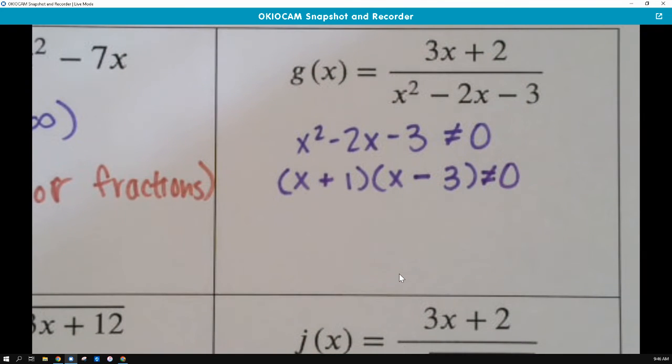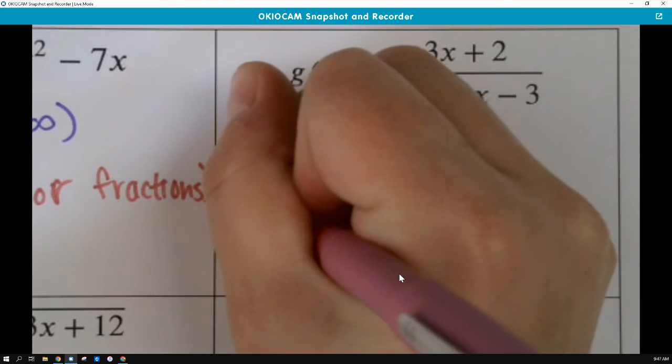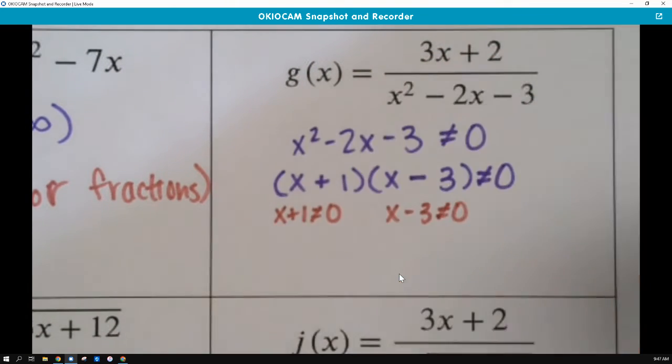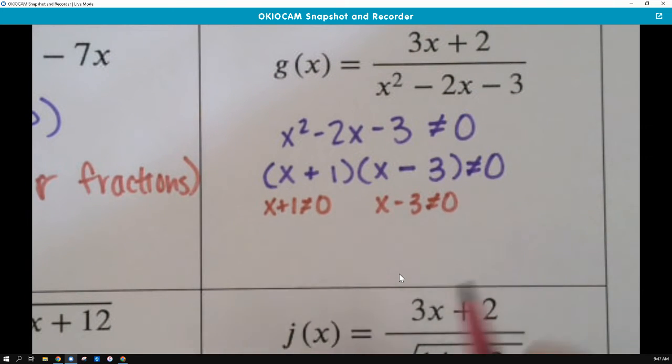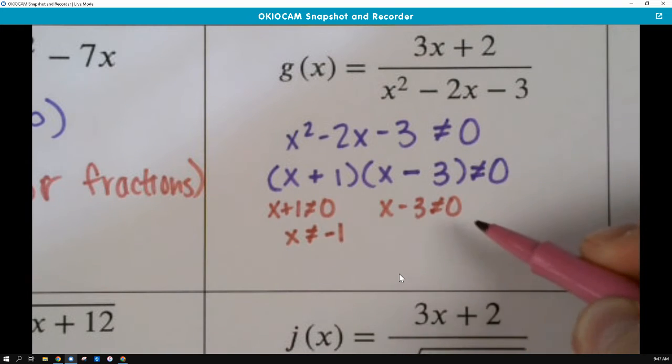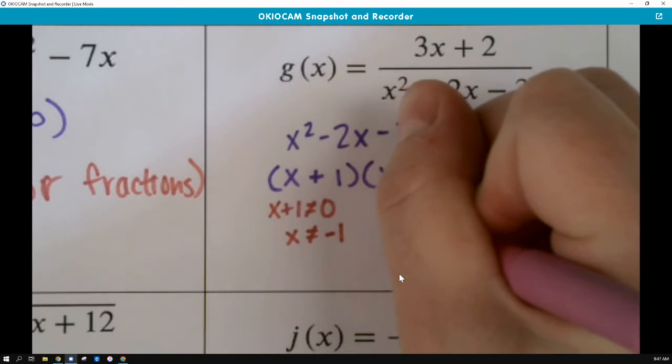So all I've done is I factored out my denominator, which we've done when we were doing rationals, and I asked you to find the restrictions. The restrictions are the points when your domain can't exist. So we've got x plus 1 and x minus 3. We're going to set each of those not equal to 0. So x plus 1 can't equal 0 when x equals -1. X minus 3 cannot equal 0. That's going to happen when x equals +3.